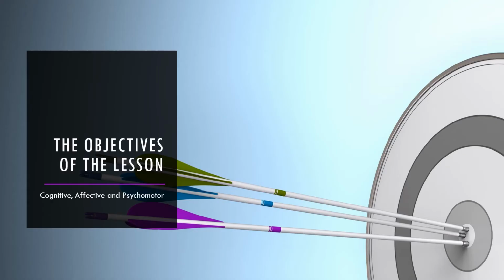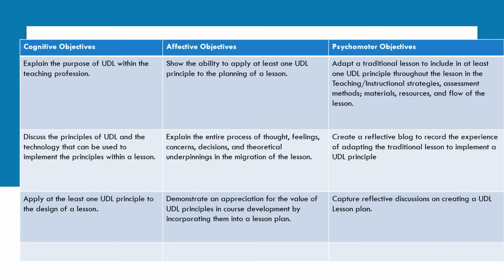Three types of objectives were used in writing the lesson plan. These are the cognitive, affective, and psychomotor. These objectives were provided to guide the learning process and determine student expectations. There were nine objectives utilized in the lesson plan, three objectives for each type of objective outlined.